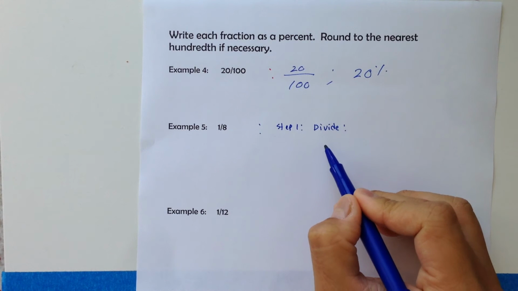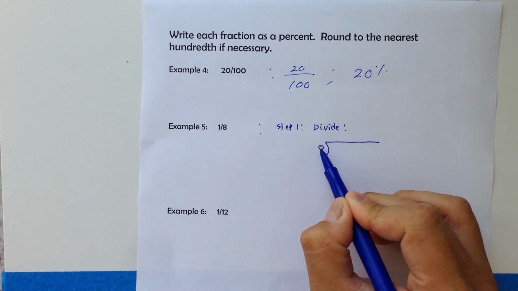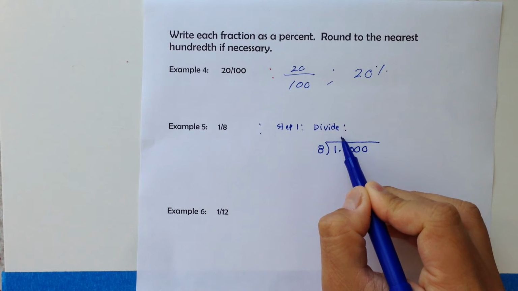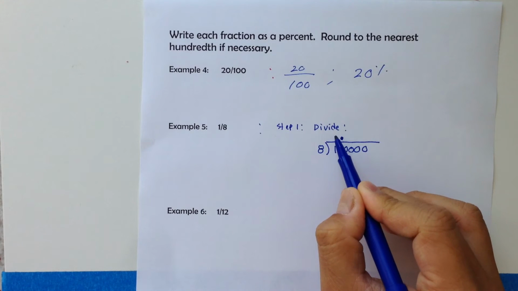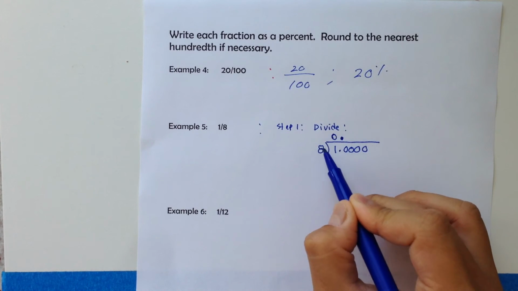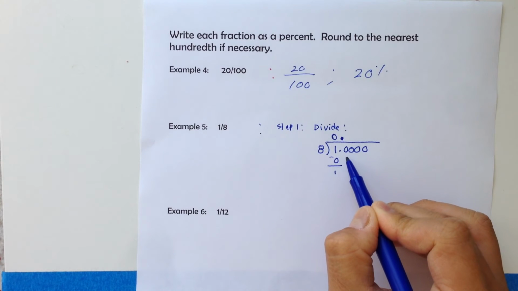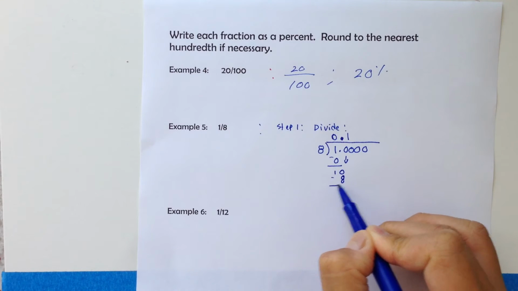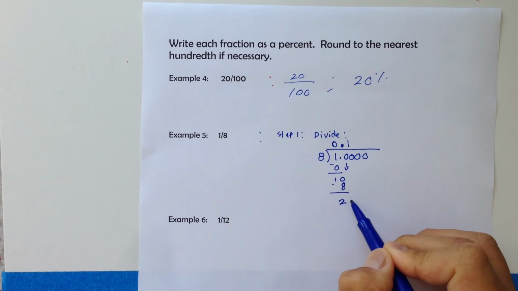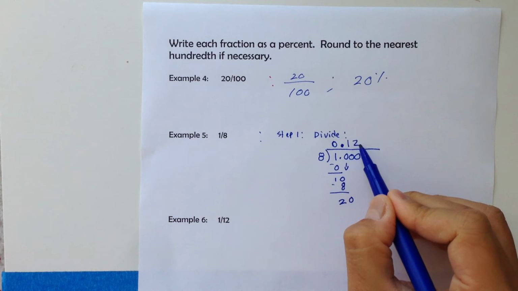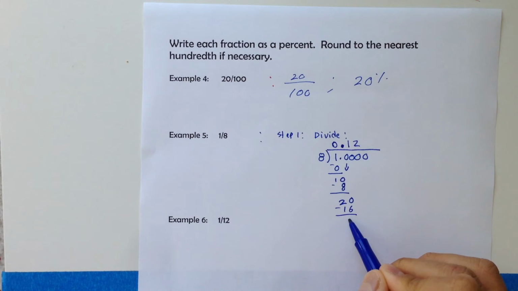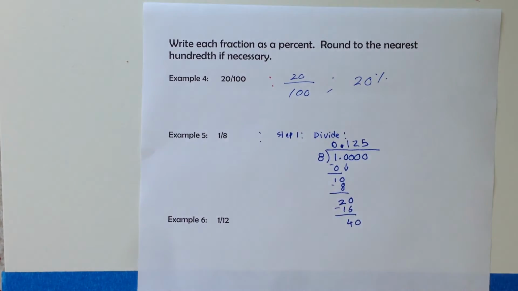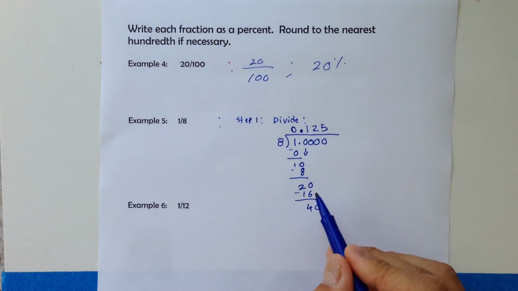So if I divide, I'm going to get 8 goes on the outside, 1.000. Add as many zeros as I need. Bring up the decimal. 8 goes into 1 0 times. 0 times 8 is 0. Bring down the 0. 8 goes into 10 one time. 1 times 8 is 8. Subtract, I get 2. Bring down the 0. 8 goes into 20 2 times. 2 times 8 is 16. Subtract, I get 4. Bring down the next 0. 8 goes into 40 5 times. So I get 0.125 as my decimal.